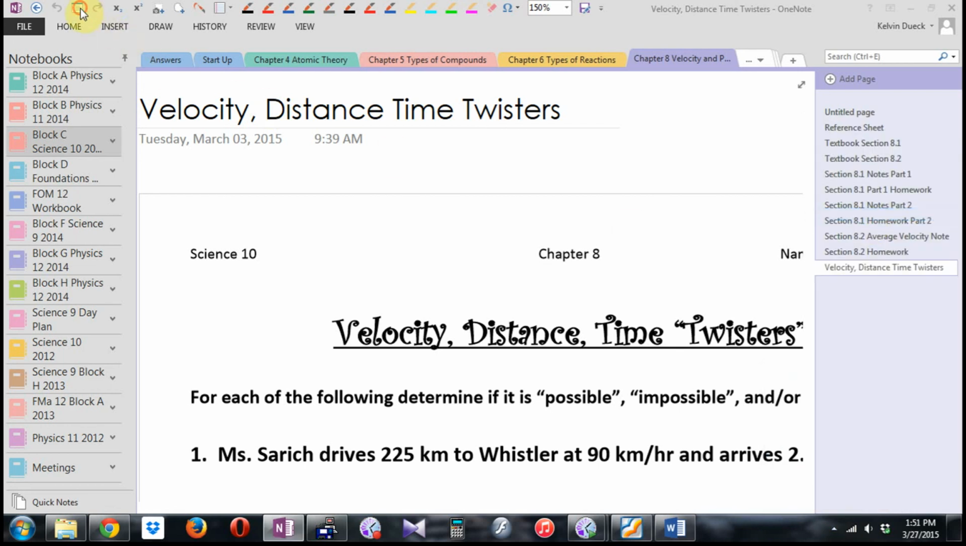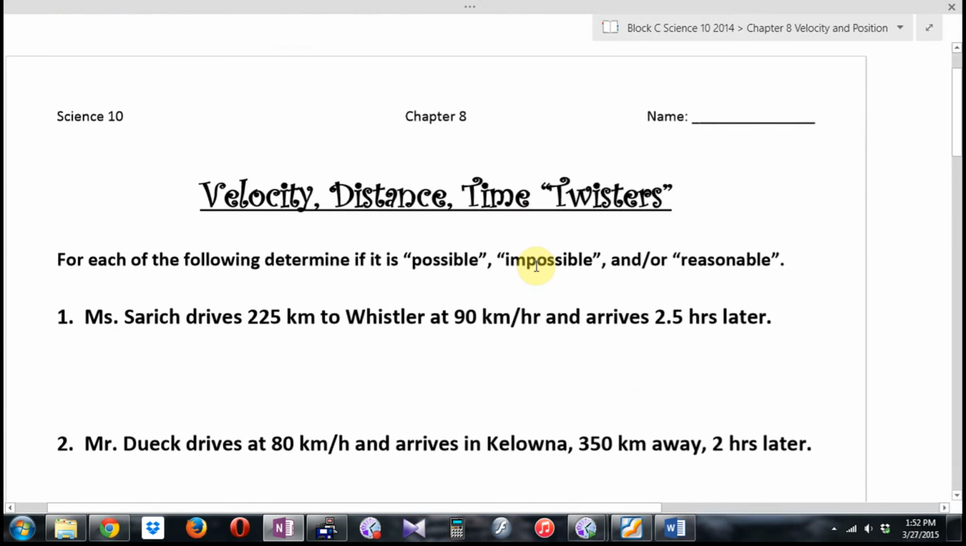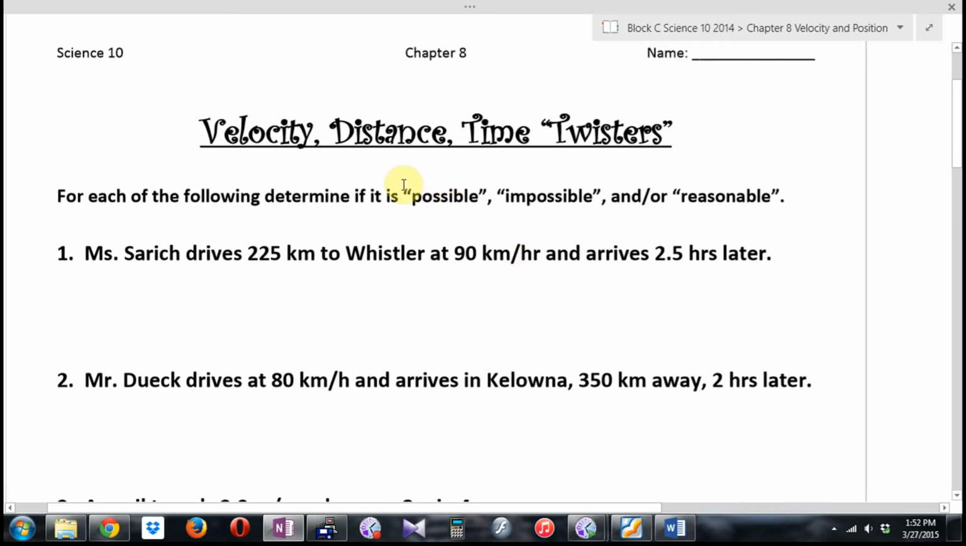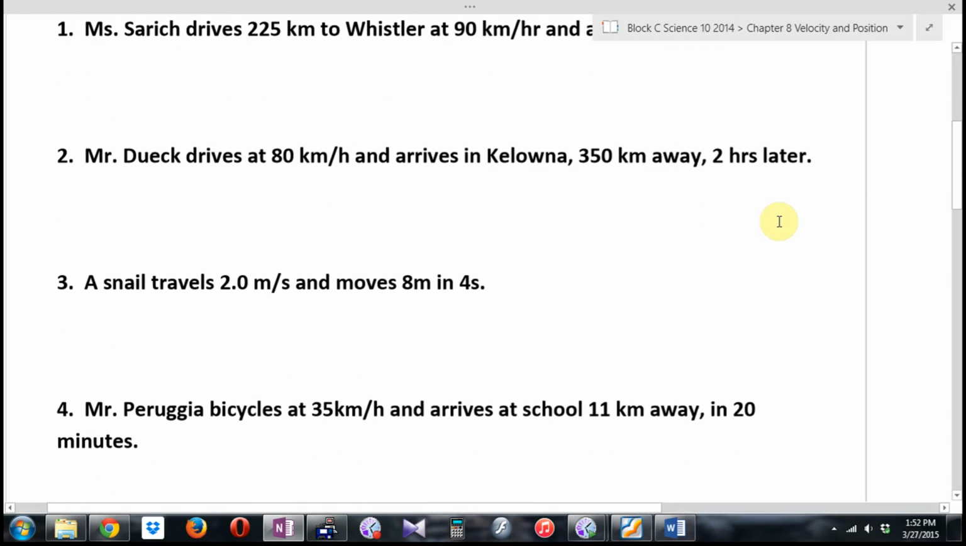So look up this one here. These are velocity and distance time twisters. What you need to do by doing some calculating is decide whether each of these statements is possible, impossible, or maybe reasonable. So, is it possible for Miss Sarich to drive 225 kilometers at 90 kilometers per hour in 2.5 hours? Yes or no? And show me some supporting calculations. Is it possible for Mr. Dueck to drive 80 kilometers an hour and arrive at Kelowna in 2 hours?